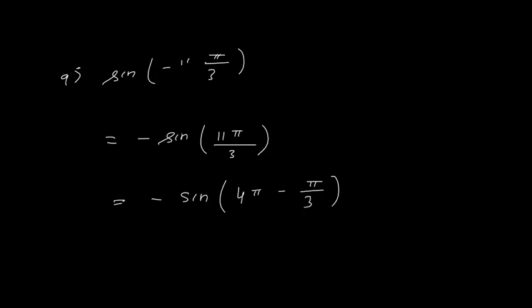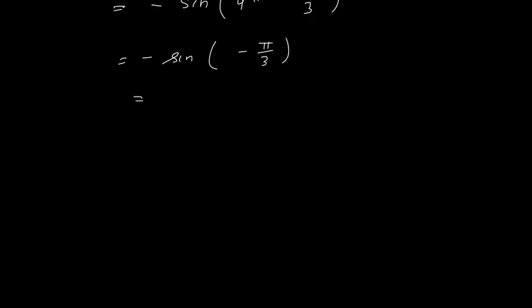So this you can write as minus sin of minus pi by 3. So again this minus minus you will get plus. So here your answer will be sin of pi by 3, and sin 60 degree is root 3 by 2. So your answer is root 3 by 2.